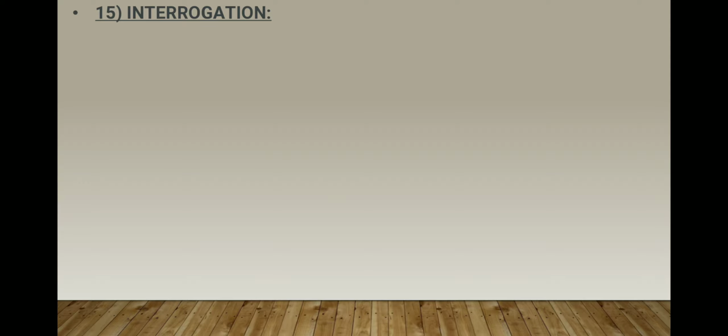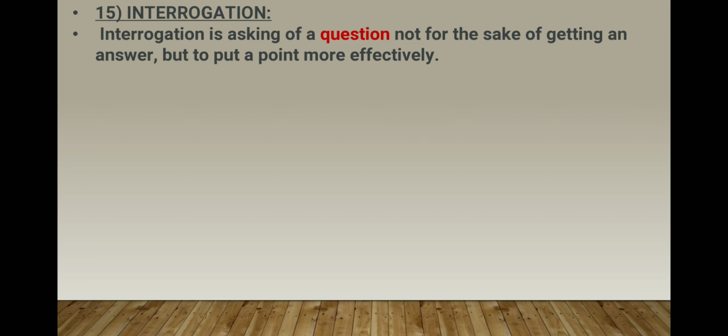On number 15, we have interrogation. Interrogation is asking of a question not for the sake of getting an answer but to put a point more effectively. इंट्रोगेशन एक ऐसा फिगर ऑफ स्पीच है जिसमें क्वेश्चन पूछा जाता है not for the intention of getting an answer but to put the point more effectively. There is a question mark at the end. How to identify that the sentence is interrogation? So you will always see the question mark at the end of the sentence. Let's see the examples.